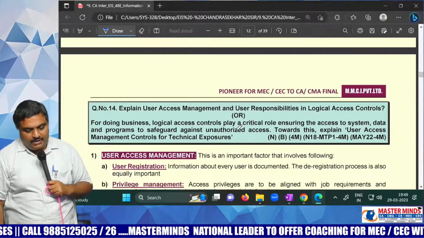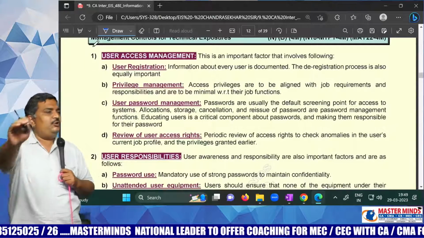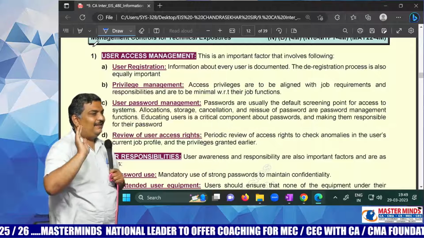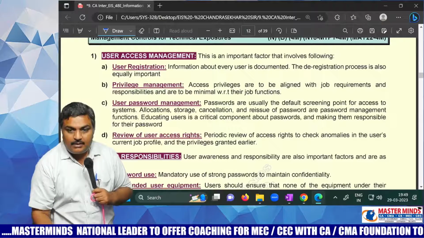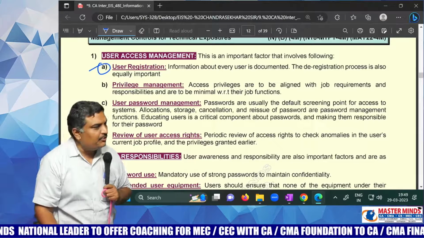Now, user access management. Very easy. User access management means what? For example, you joined in an office today. First of all, what should be done? If you want to open an account in Facebook, what is done? First, user registration should be done or not?